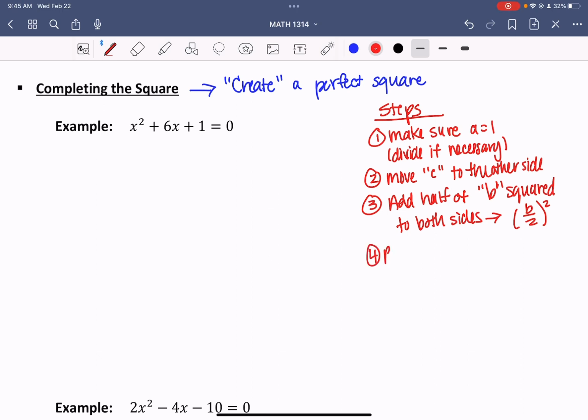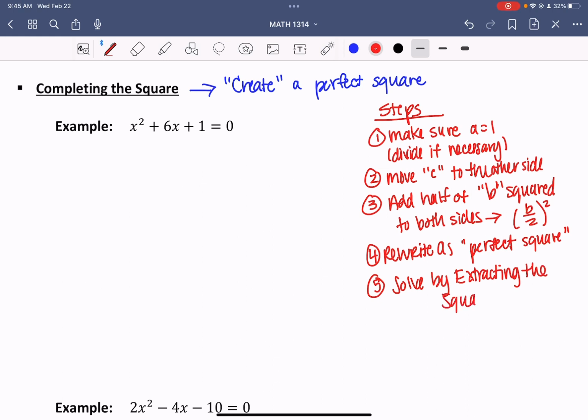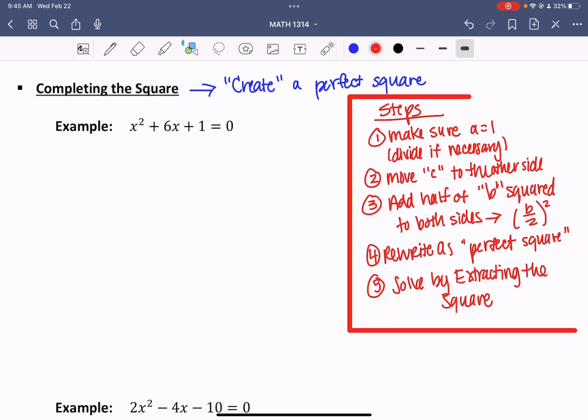Step number 4, we are going to rewrite as a perfect square. And then step number 5, we are going to solve by extracting the square. And so these steps over here to the side, we are going to definitely reference as we go about. So I just want to set those up before we ever get going.